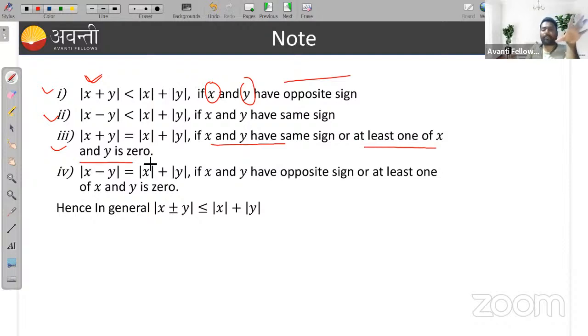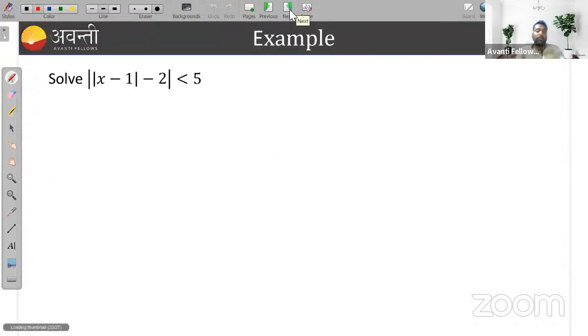You can take a screenshot of this slide. Fourth one, you can take a screenshot and try to remember all this. Okay? In general, remember these things: mod of x plus or minus y is less than or equal to mod x plus mod y. Here you have an example.